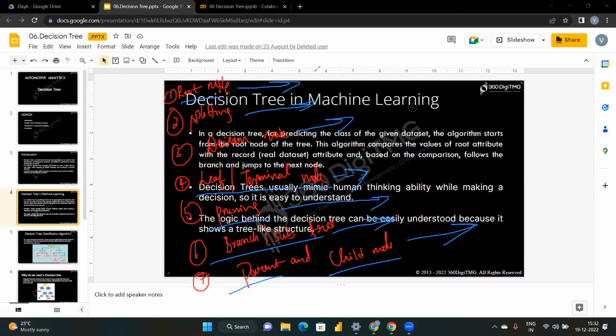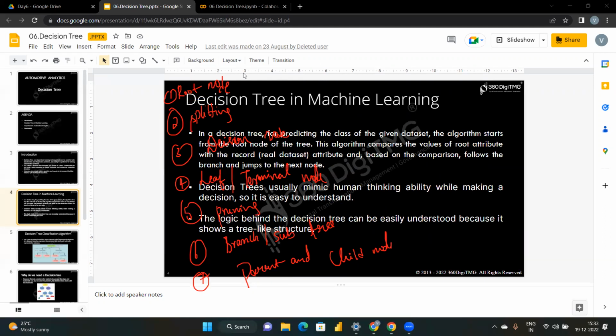Okay, so let me explain it once again. So I think I was on mute, guys. Let me explain from the starting. The root node represents the entire population or sample, and this further gets divided into 2 or more homogeneous sets. And the next thing we have is splitting. In splitting, it is a process of dividing a node into 2 or more subnodes.